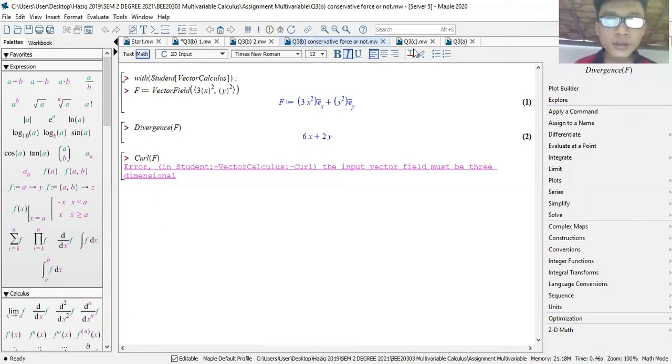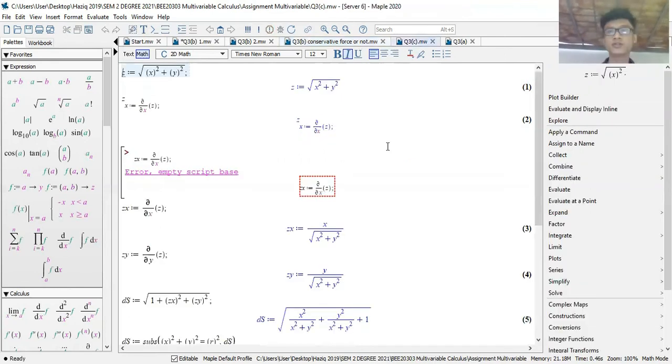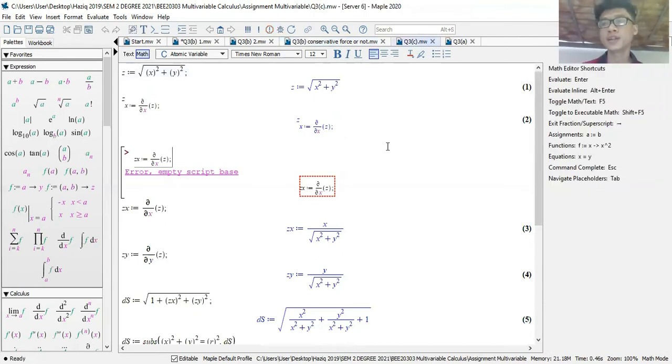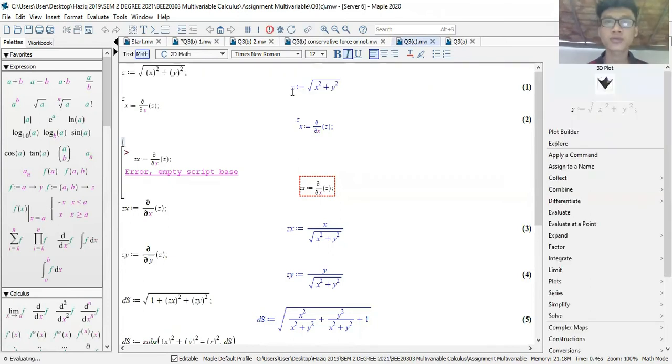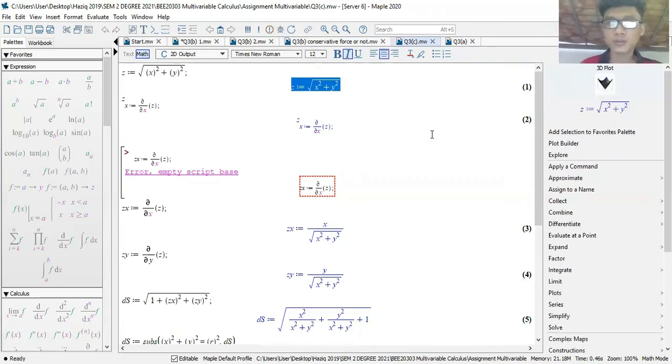Final question. The final question is about surface area, the surface integral. From the question we get z is equal to x squared plus y squared, and z is equal to the square root of x squared plus y squared. So this is given from the question.